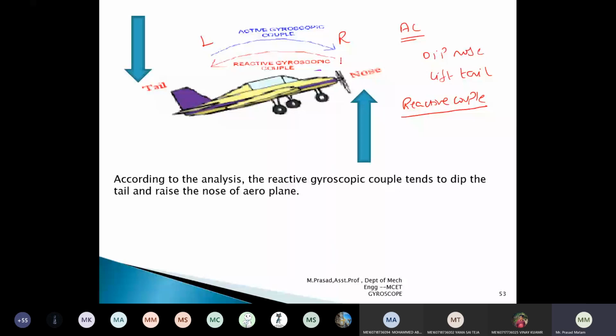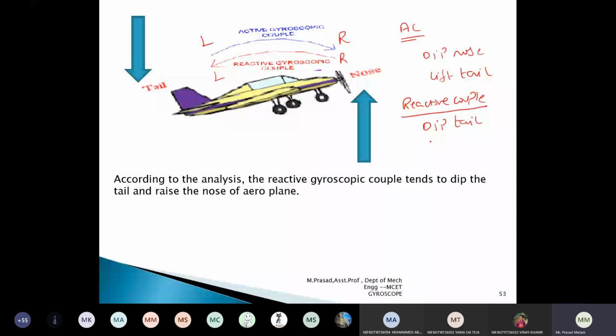In analysis, we always consider the gyroscopic effect due to reactive couple. So see the arrow mark where it is pointing. When I'm pointing like this, it means I'm putting load like this. So what is the answer I am getting? You can see the aeroplane direction. It tries to raise the nose, dip the tail. Dip tail and lift nose.